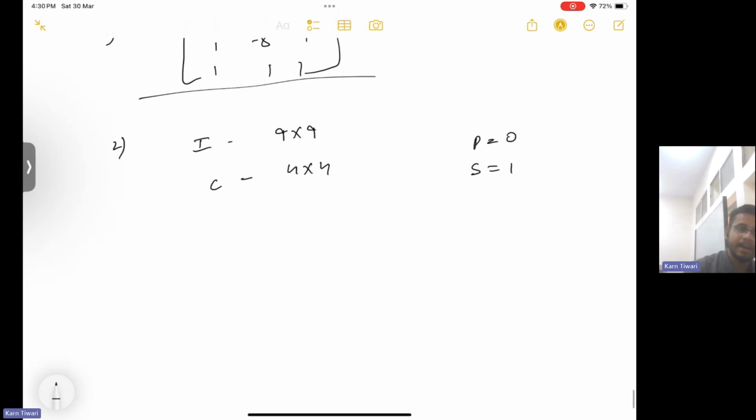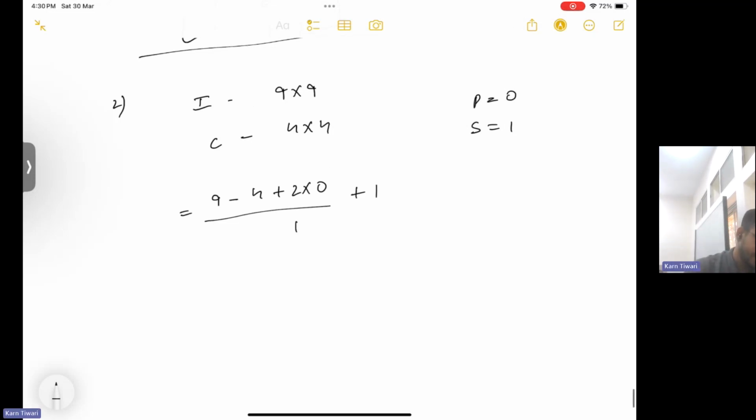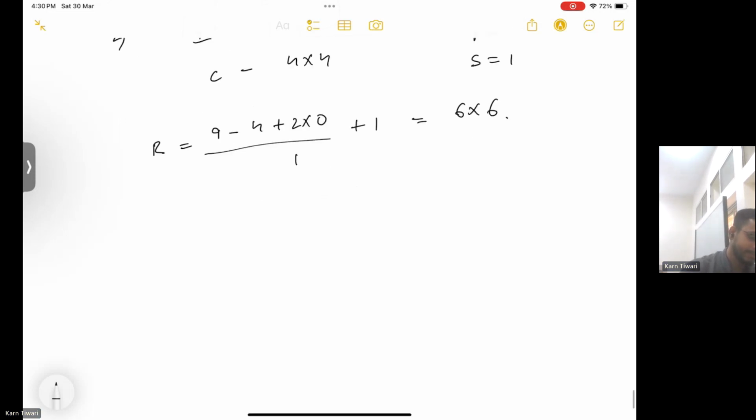So the formula we had was 9, as padding is 0, filter size is 4, padding is 2 times 0, divided by 1, plus 1 gives the resultant shape R. If you do this, 9 minus 4, that is 5. 5 plus 1, that is 6. So the answer is 6 cross 6.